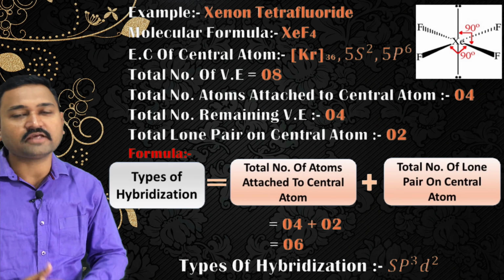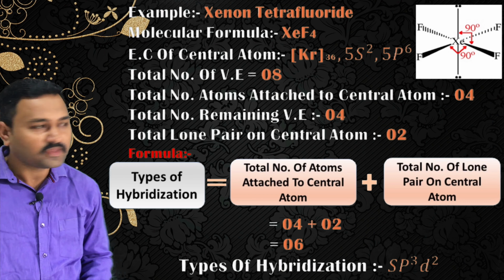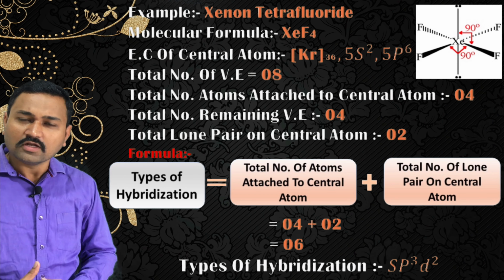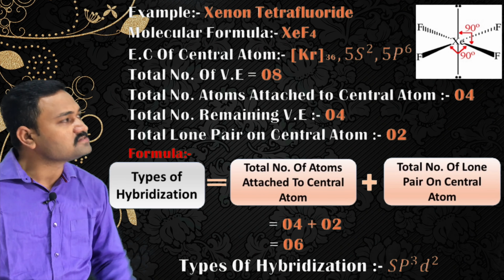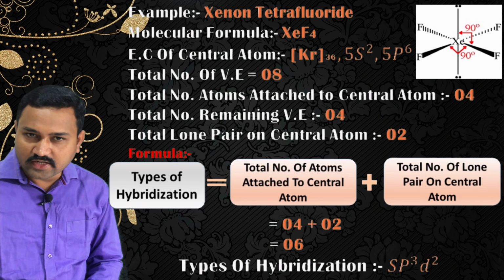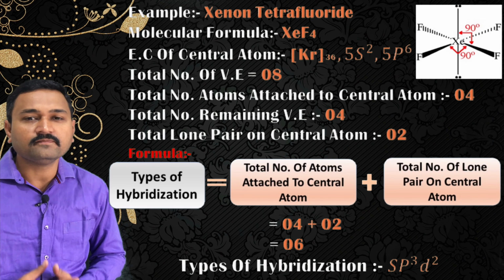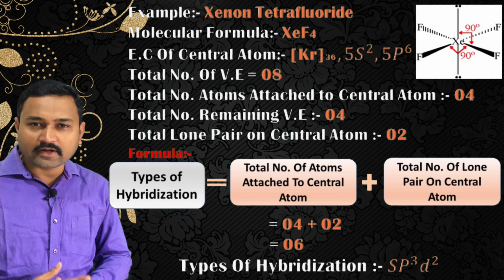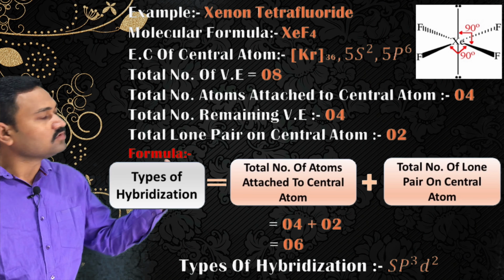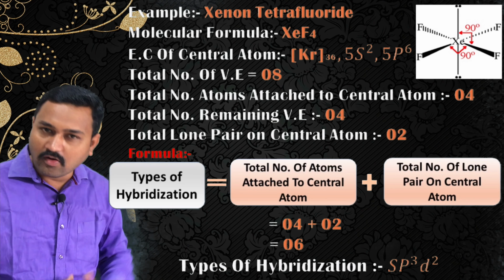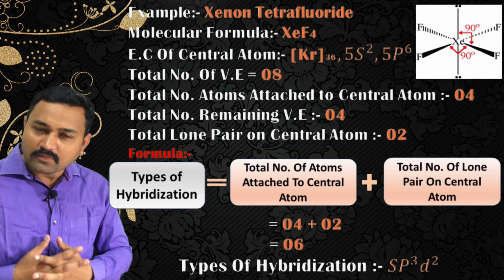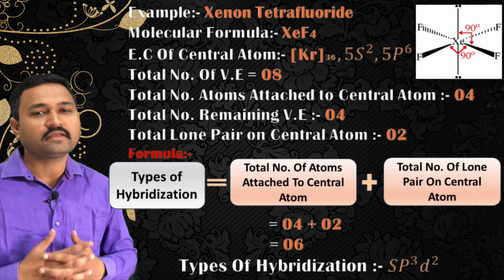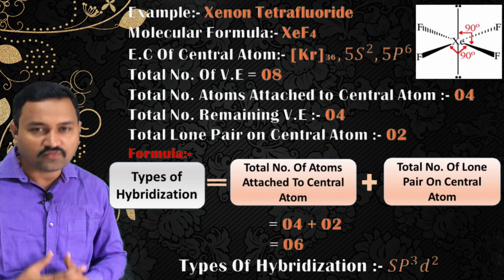Now, the total number of atoms attached in the Xenon Tetrafluoride molecule is equal to 4, as 4 fluorine atoms are attached to the central xenon atom. Now, the total number of remaining valence electrons is equal to 4, as you know that each fluorine atom will use 1 electron of xenon to form the xenon-fluorine bond. Hence, out of the 8, 4 electrons are used to form the xenon-fluorine bonds.